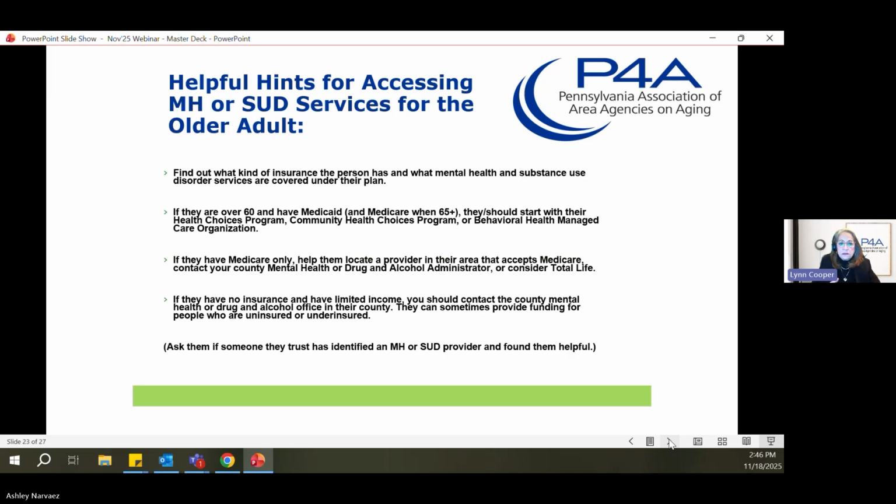The last thing that I want to say is this is another example. If they have no insurance or limited income, and this is when we have an older adult who isn't yet 65, so they don't even have Medicare yet. Again, we've got to get in touch with the county administrators. I know there are some county administrators on this call, and they're probably thinking, no, I'm sure. I don't know exactly what they're thinking.